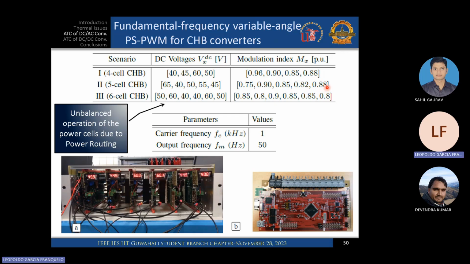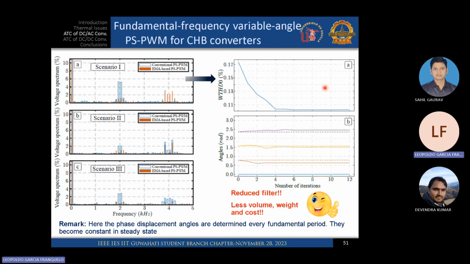So we can repeat the experiment many times, and basically it's the same. Then in the first scenario, with 4 cells, we are able to reduce this part a lot and not much at this frequency, the 4 kilohertz. In the second, for 5 cells, we find that we reduce a lot in both cases, and in the third scenario, we reduce all of them significantly.